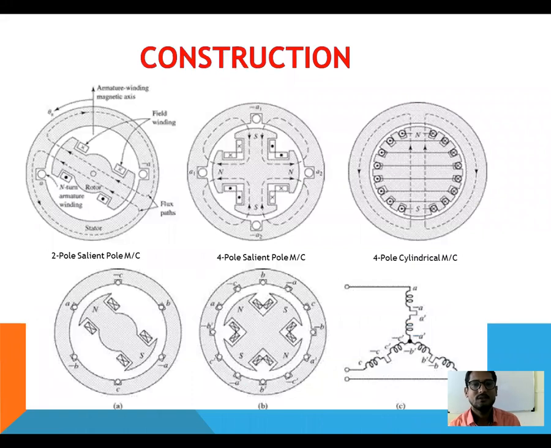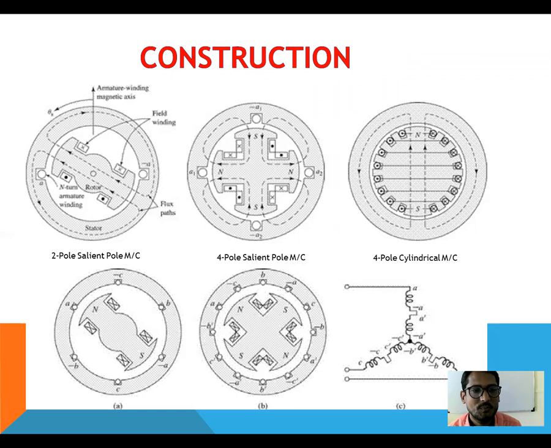Okay. Now, this is the construction of a synchronous machine. A synchronous machine consists of basically two parts. First is the stator part and another is the rotor part. The stator is the stationary part and the rotor is the actual rotating part inside the machine. This rotor may have two poles, four poles cylindrical, or four poles salient. But the stator construction of each synchronous machine is the same.